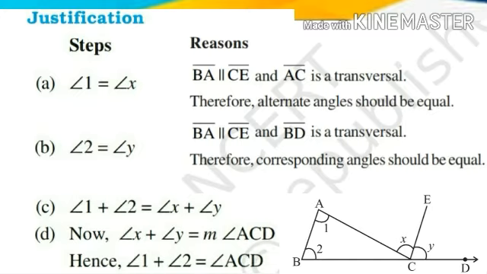Now we have to add step A and step B. Angle 1 plus angle 2 is equal to angle x plus angle y. Angle x plus angle y is equal to measure of angle ACD, you can see in the figure. So angle 1 plus angle 2 is equal to angle ACD.